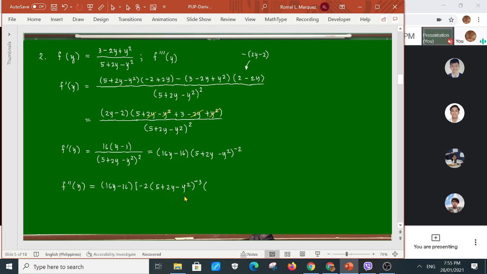What's the derivative of the base? Derivative of 5, 0. Derivative of 2y, 2. Derivative of y squared, negative 2y. Okay. Then, plus the second: copy the second, 5 plus 2y minus y squared, quantity to the negative 2.